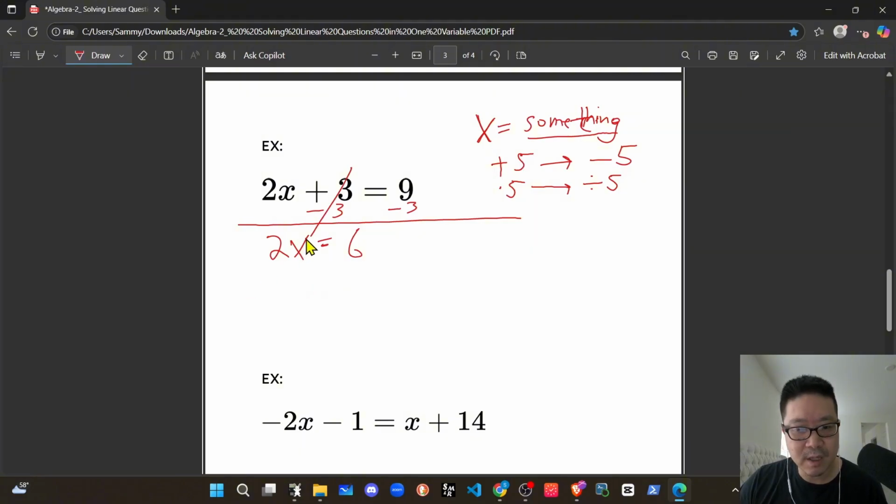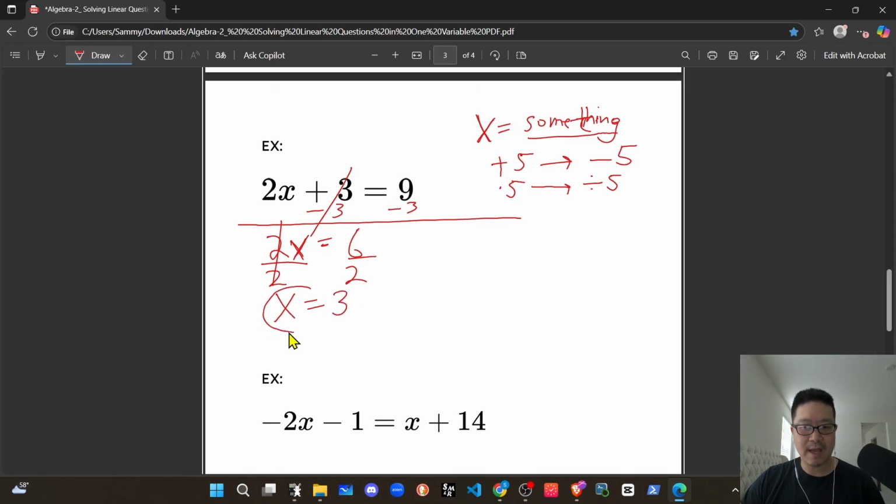Now here you can see that x is being multiplied by 2. Well, what's the inverse of multiplying by 2? The inverse of multiplying by 2 is dividing by 2. So let's do that. We're going to divide by 2 on both sides. So when we divide 2x by 2, we get x on the left side. And then 6 divided by 2 is 3. Therefore, x equals 3 is our answer.